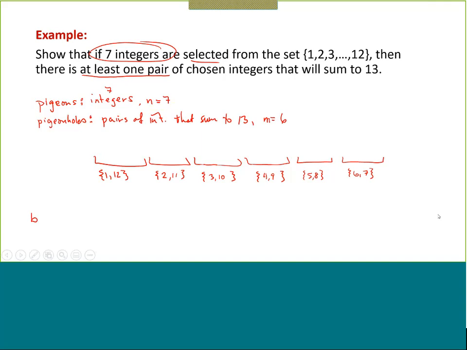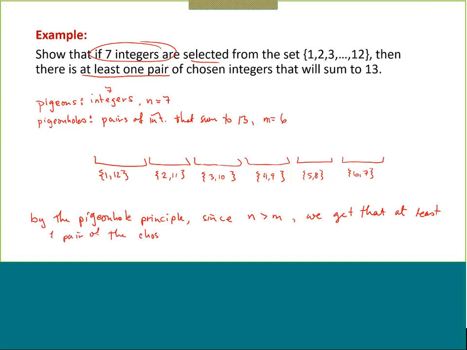So by the pigeonhole principle, since n, which is 7, is greater than m, which is 6, we get that, and this is where you basically repeat the thing that you're told at the top, that at least one pair of the chosen or selected integers will add up to, or will sum to, 13.